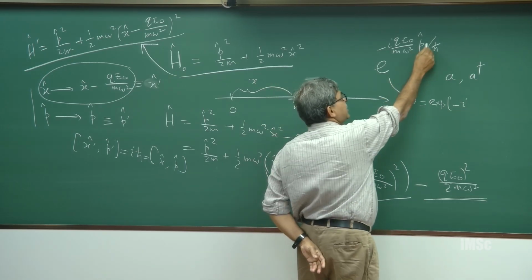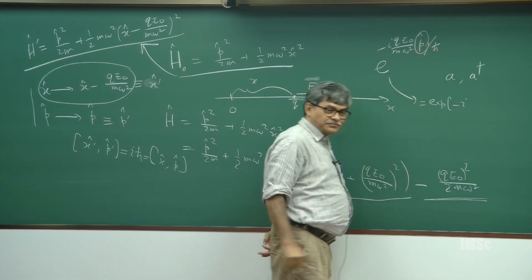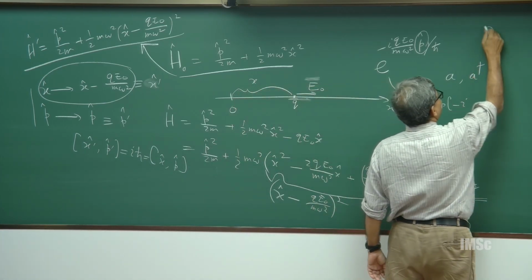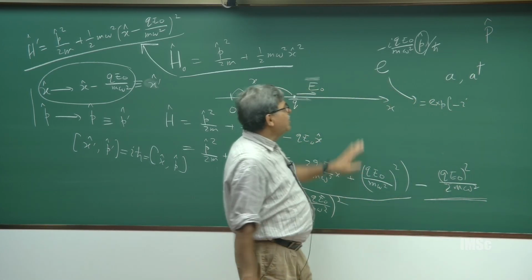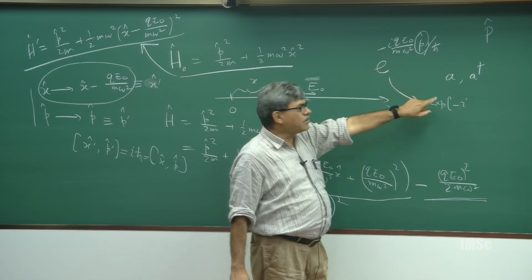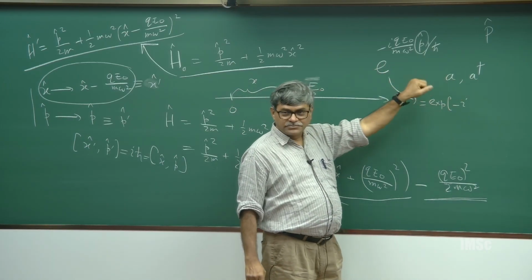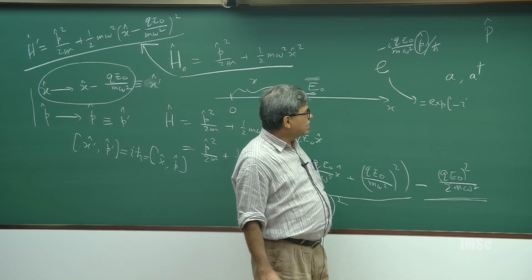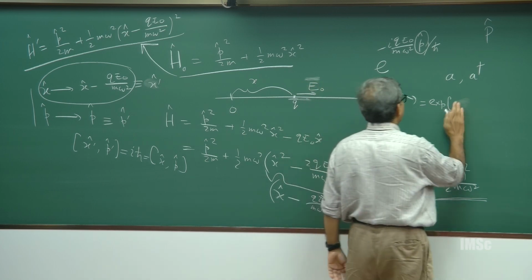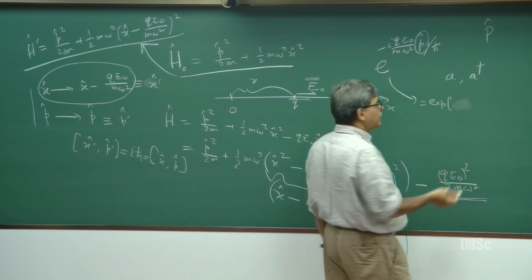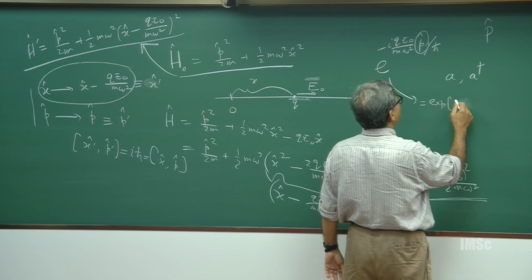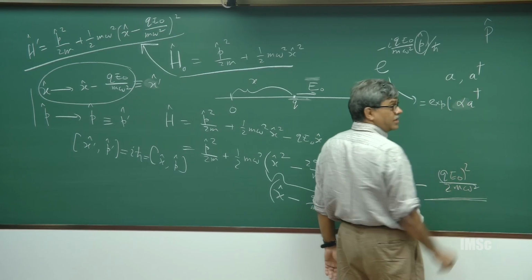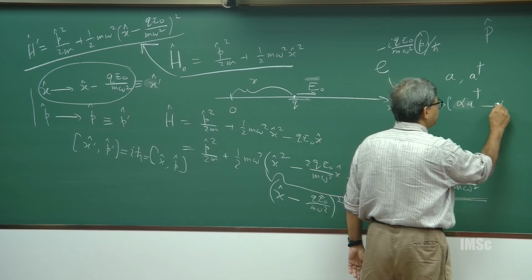Remember, this is not the dimensionless momentum operator. The dimensionless momentum operator I have used as P hat, but anyway this will be basically some specific linear combination of A and A dagger. So, for the time being we can forget about that. So, this I can write therefore as exponential of some specific form, which I will call alpha A dagger minus alpha star A.